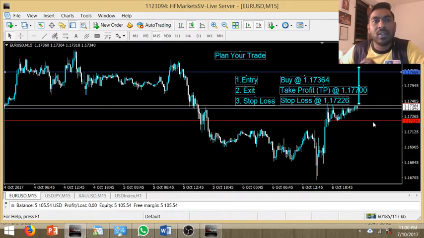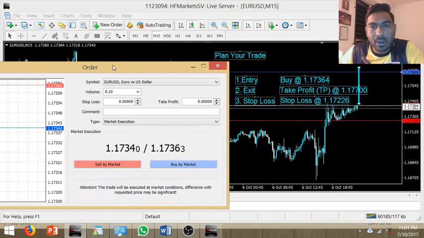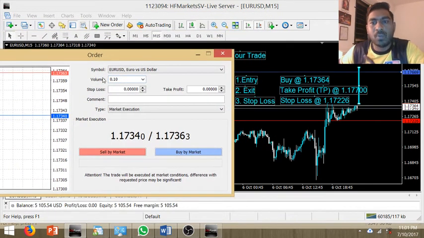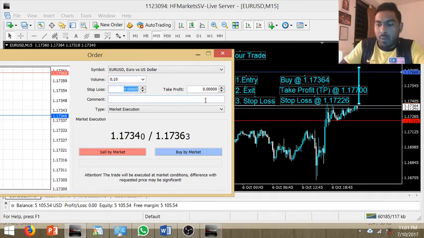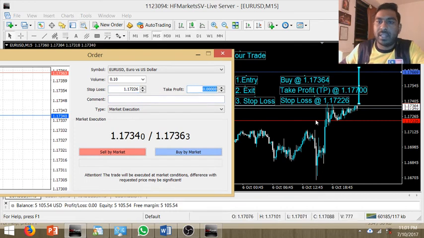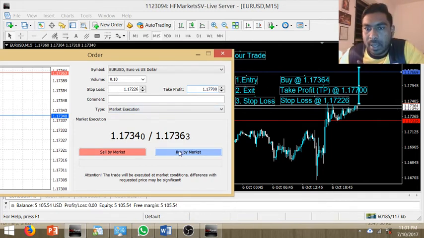If you're doing it on the laptop, it is very simple. You just click on new order. Once you click on new order, key in your volume, and it prompts this stop loss section. You just key in 1.17226, and your take profit is already set at 1.17700. Once you've done that, market execution, just click buy and leave the computer with peace of mind.